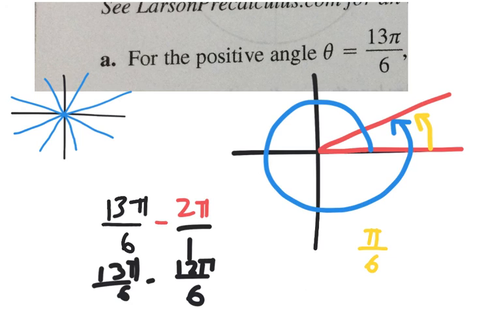Or what I could have done initially, I could have said, well, let's subtract 12 pi over 6 and put me at pi over 6 because they have the same terminal side. So I know what quadrant to rotate to without having to count all the way around.